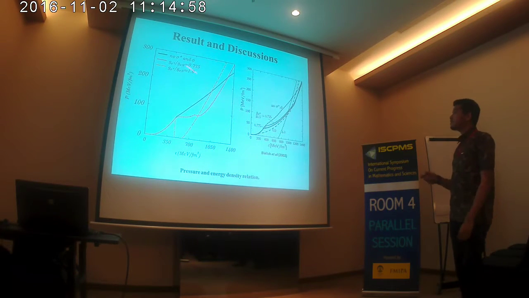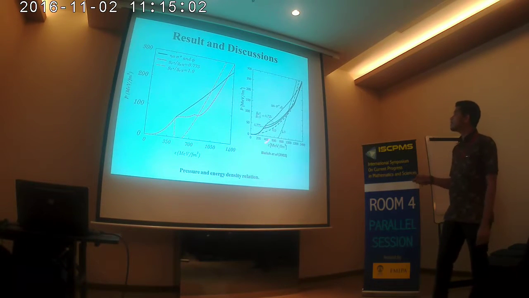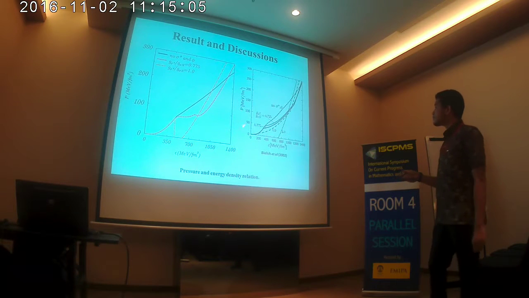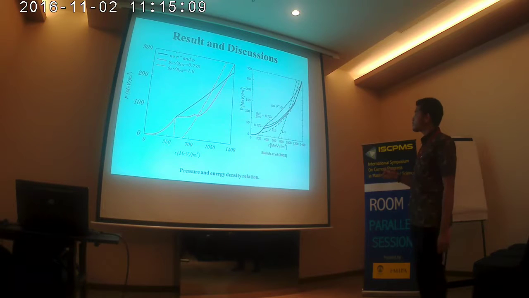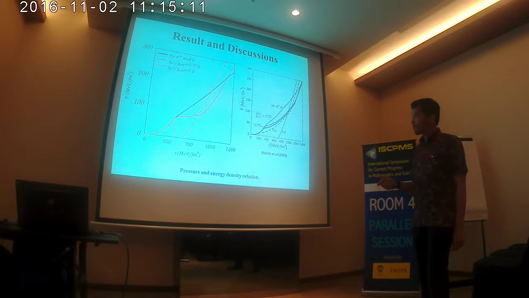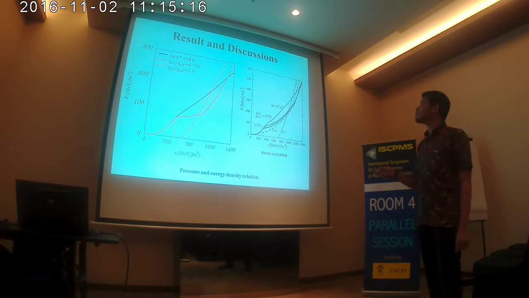The significant difference happens at the variation value of 1. We can see for their result, the phase transition occurs around values of pressure and energy density close to 0. Meanwhile, in our result, the phase transition occurs around this point.